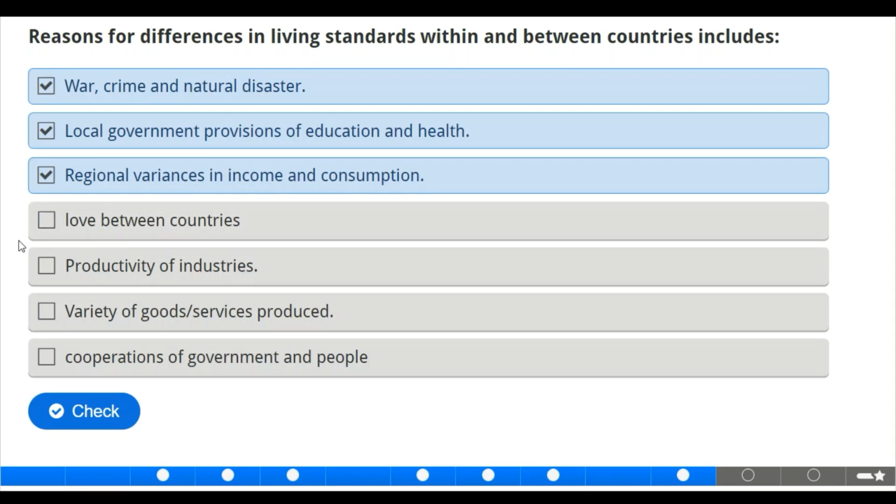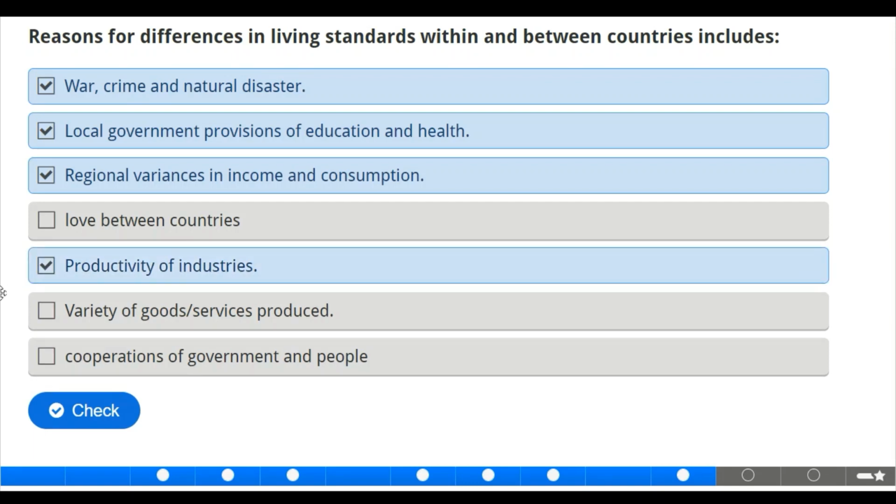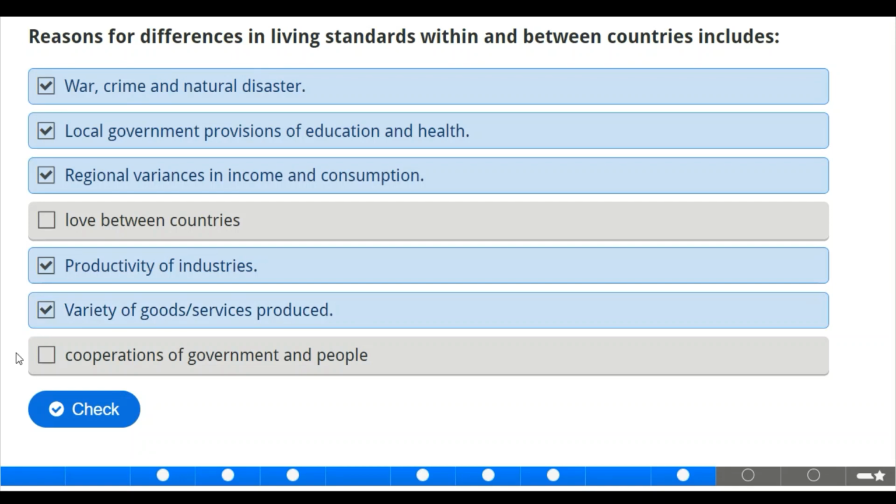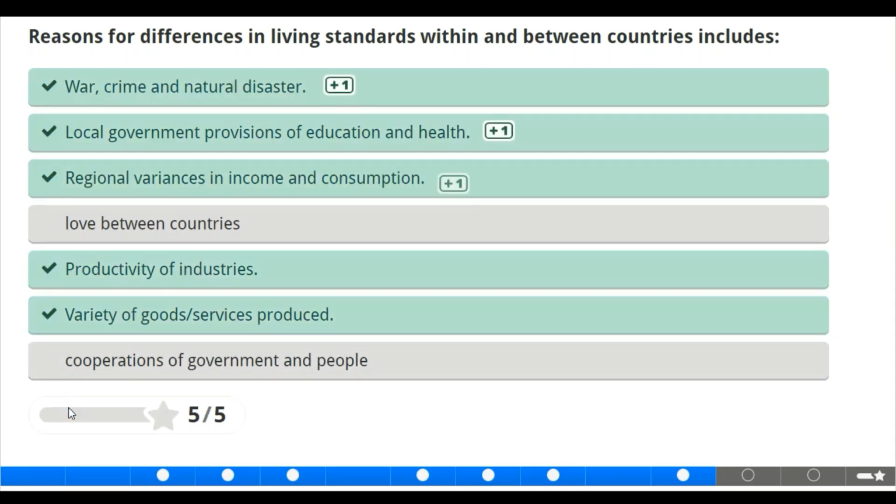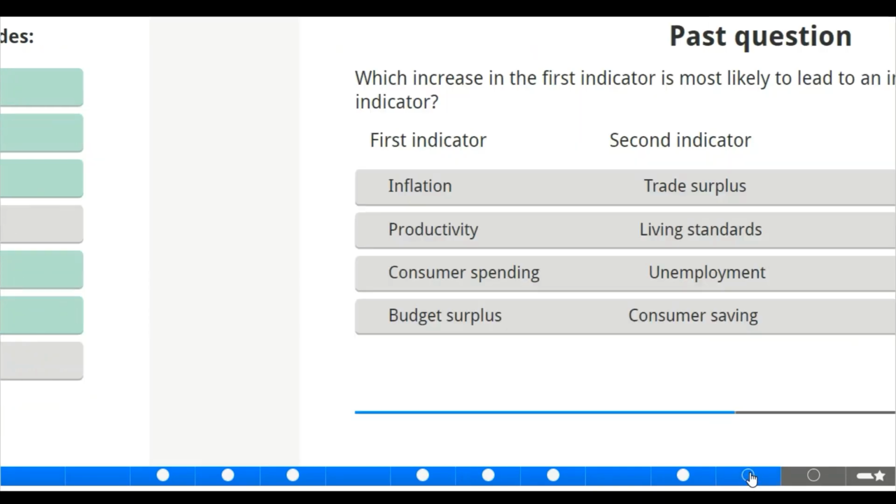Here we have the choice of love between countries. Is that why we have differences in living standard? No, that's not it. Productivity of industry, of course, productivity of different industries also differentiates the living standard of many countries. Variety of goods and services produced, of course, if you can choose from a wide variety of goods, living standard will also increase. Cooperation of government and people, of course, is not part of the differences in living standard. Let us check. We got it. Now we move to the next slide.